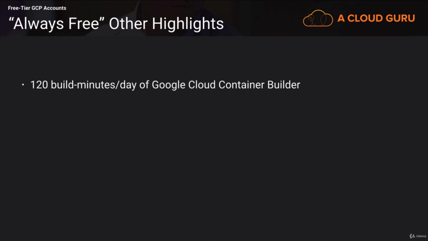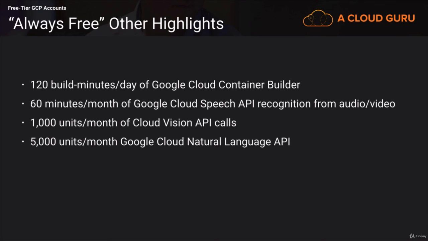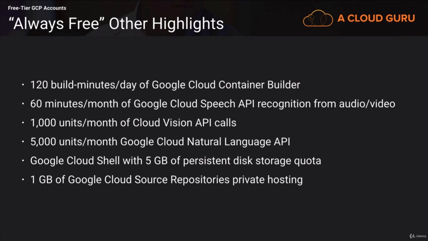All right, finally, let's just take a quick look at some of the extra things that are in the Always Free tier. Every day you can do 120 minutes worth of builds in Google Cloud Container Builder. You can do 60 minutes of voice recognition each month in Google Cloud Speech API. You can run 1,000 units per month through the Vision API, and 5,000 units per month through the Natural Language API. Google also has a Cloud Shell built into the console that we'll be using a lot through this course, and in there you can store 5 gigs of data persistently. You can also do a little bit of private hosting in Google Cloud source repositories.